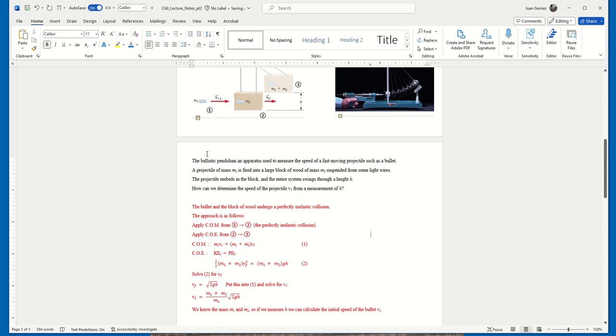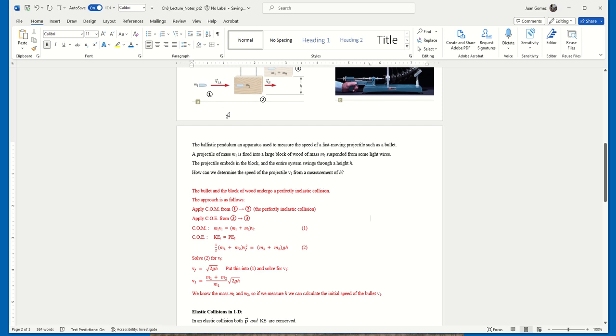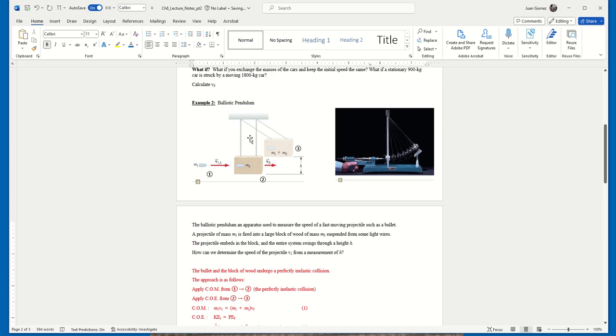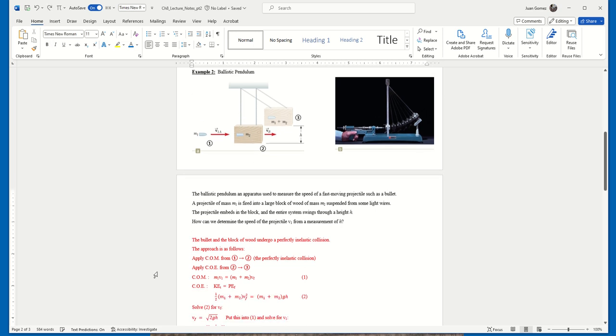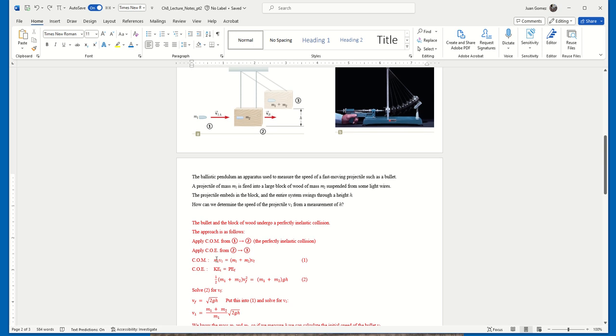So again, conservation of momentum from stage 1 to stage 2, that's a perfectly inelastic collision. Then conservation of energy from stage 2 to stage 3. Okay, well, let's do conservation of momentum. The initial momentum of the bullet is m1v1. Remember, initially in the ballistic pendulum, the block of wood is just hanging there. It's not moving. The pendulum is not moving. So the initial momentum is m1v1.